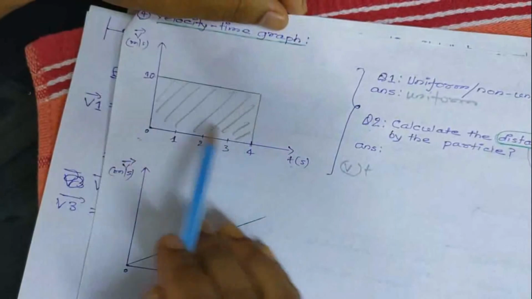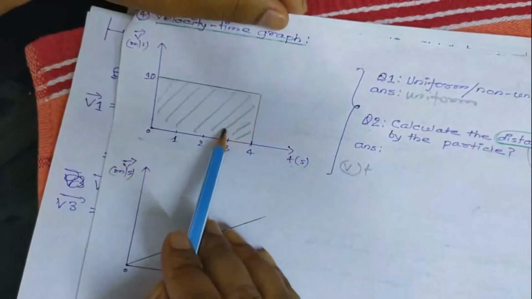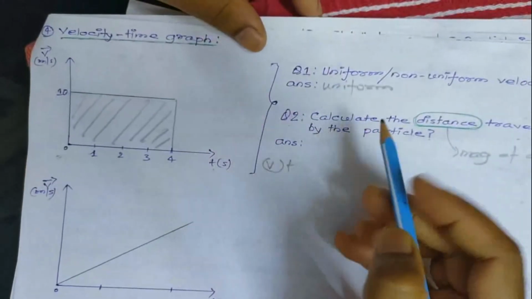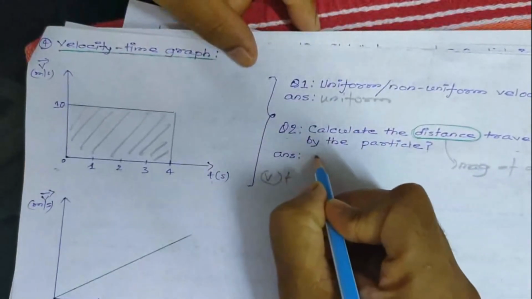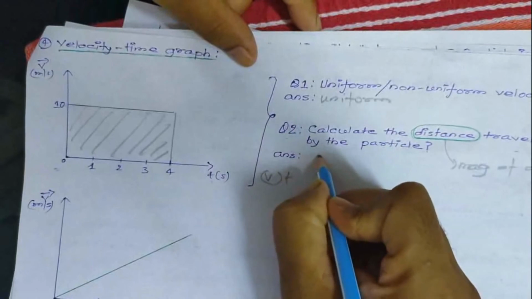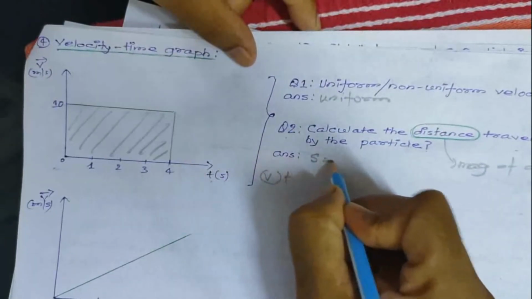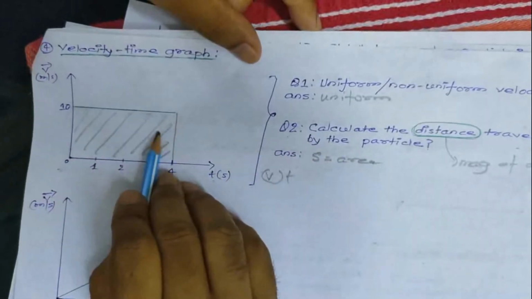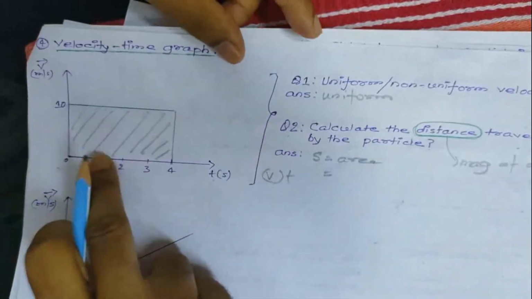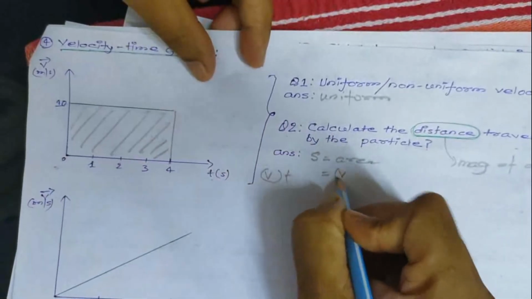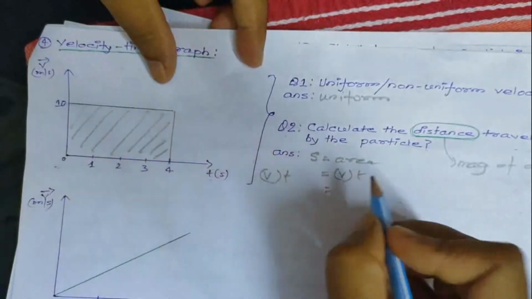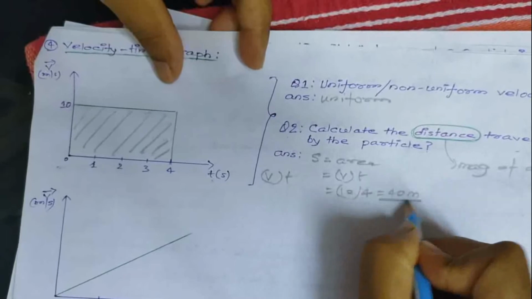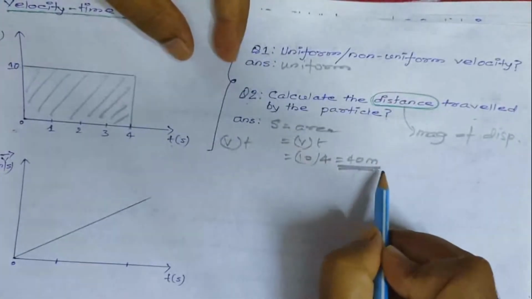You notice this is a rectangle, and we all know what is the area of a rectangle. Area means distance traveled. Say s equals the area of this rectangle. And what is the area of this rectangle? That is v into t. It will come out to be 10 into 4. So the total displacement covered by the particle is 40 meter.